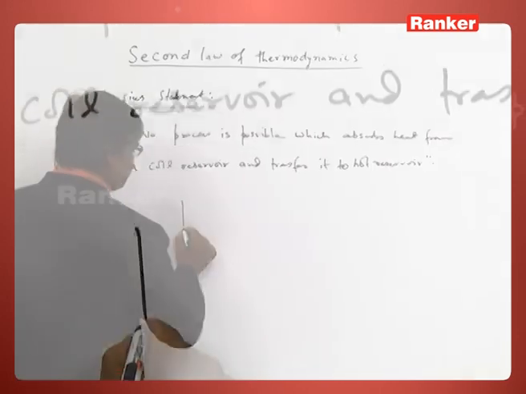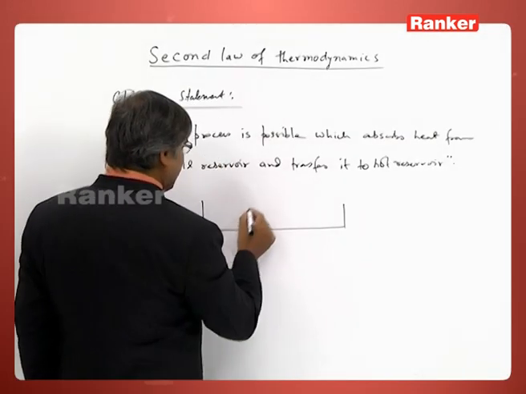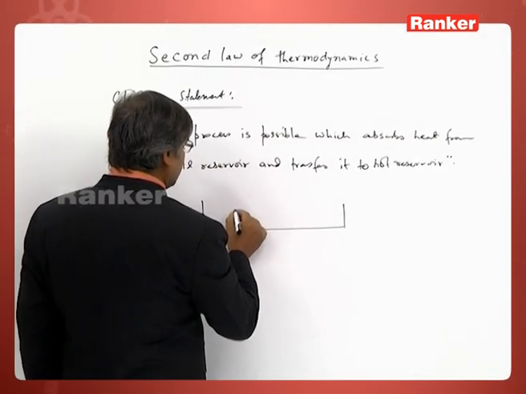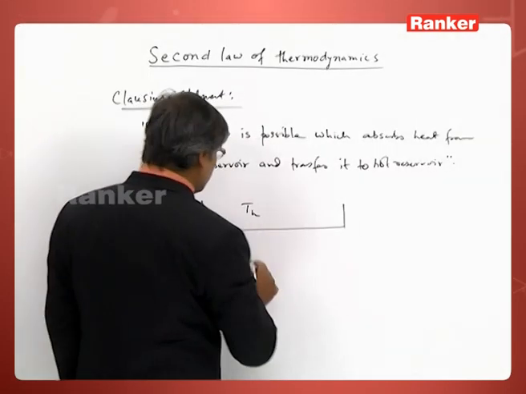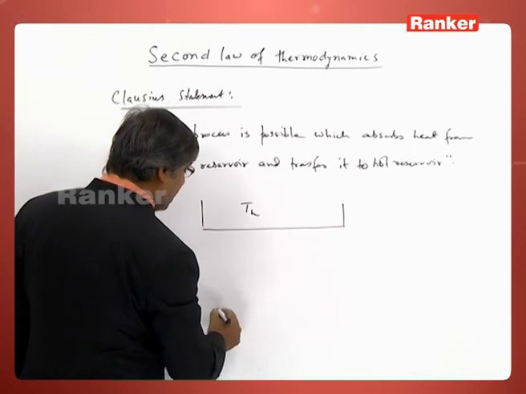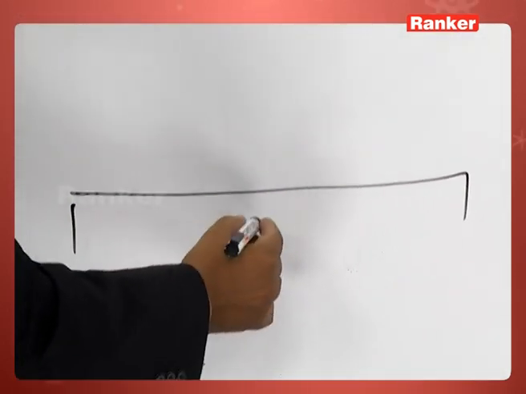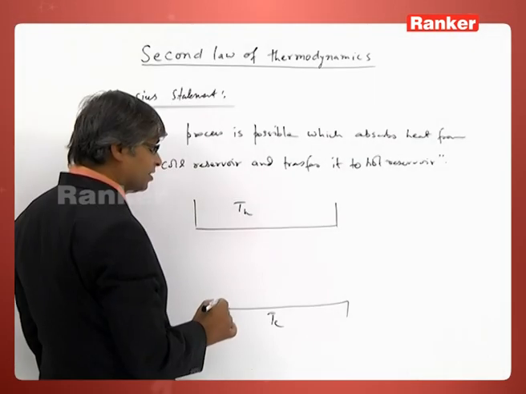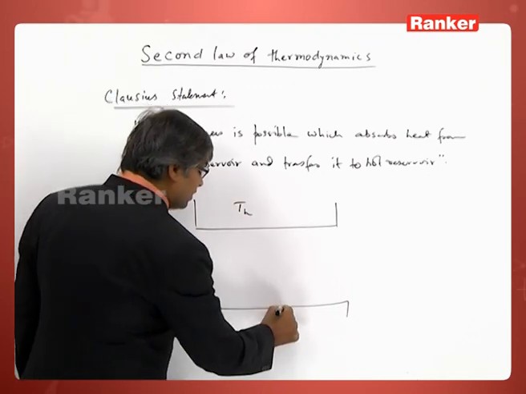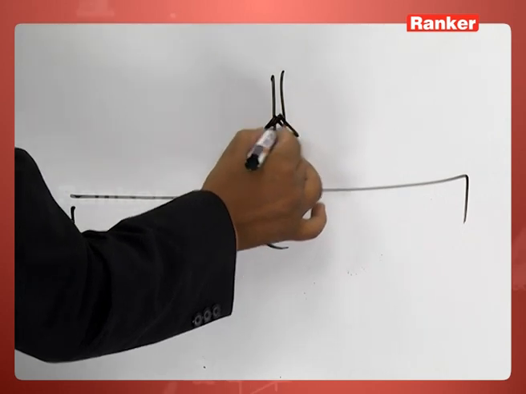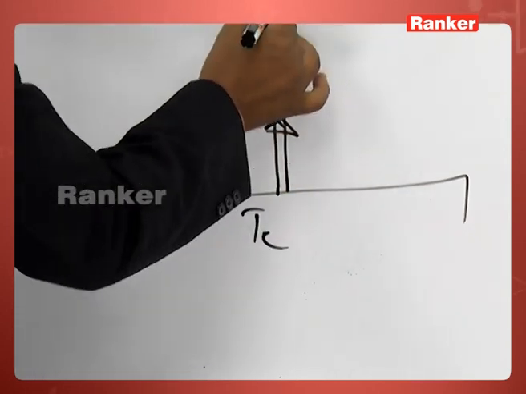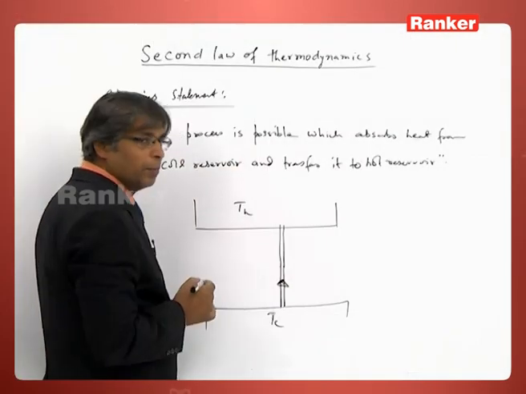That means if we have T hot as a source, meaning higher temperature, and this is a region whose temperature is Tc, then the heat cannot flow continuously from this direction towards that direction. So this is not possible.